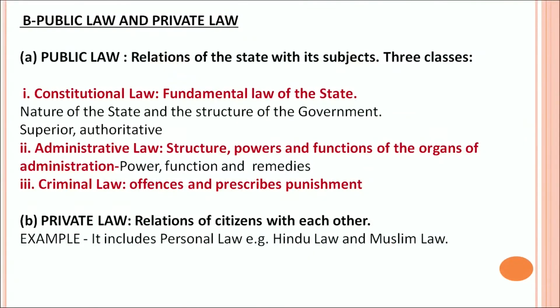Let us now proceed to the second difference. The second difference is concerning the public law and the private law. When we talk about the public law, it means the relation of a state with its subject. That is, on the one hand we have the state, and on the other hand we have its subject. So there are 3 classes or subcategories or types of public law that we are supposed to deal with. The first is the constitutional law.